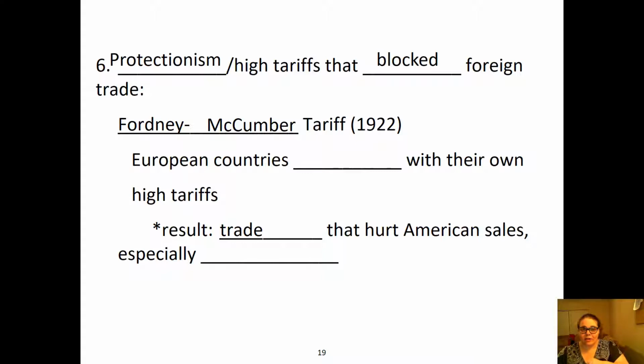Remember, this was the highest tariff in American history up until this point. And European countries get mad at us for that. They always have, they always will. Whenever we raise our tariffs on them, they respond with raising their own tariffs on us. And the result is going to be a trade war that hurts American sales, especially farmers. This is happening right now. We raised our tariffs on China to try to force China into doing something. And China and Germany and a whole bunch of other places, we raised our tariffs on them.